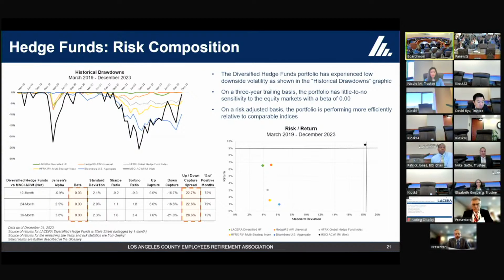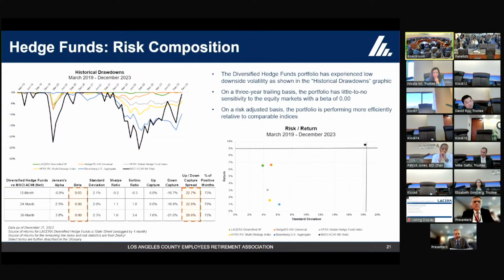Another important metric is the up-down capture spread that is also highlighted in orange and is in the mid-20% range across time periods. The up-down capture spread considers both up capture and down capture, so let's define the component variables first. Up capture, which is shown at 7.6% over the 3-year period, indicates that when equities had gains, LACERA's hedge funds portfolio also gained 7.6% of the value gained by equities. And that's on average. Down capture, which is shown at negative 21% for the 3-year period, indicates that in months when equities experienced losses, LACERA's hedge funds portfolio gained an amount that was 21% of the equity loss.